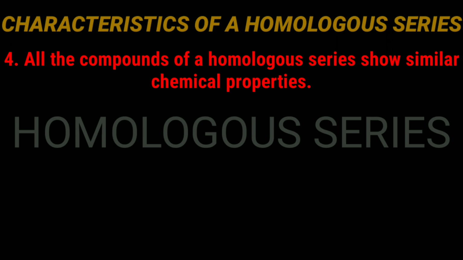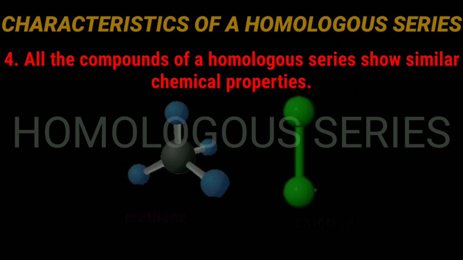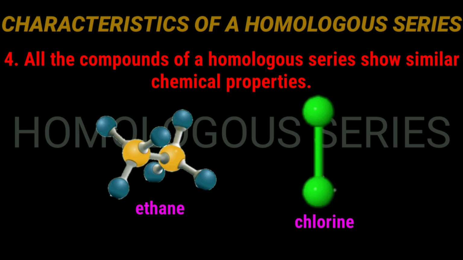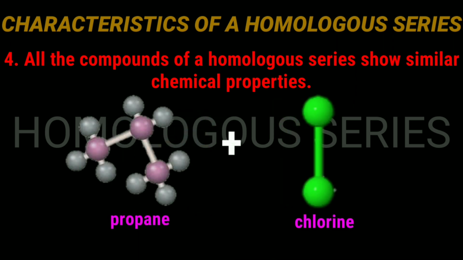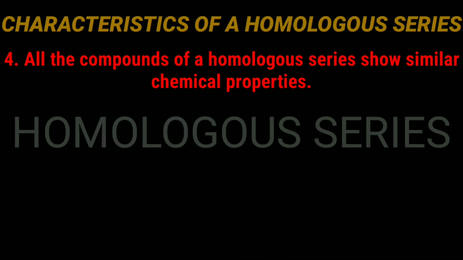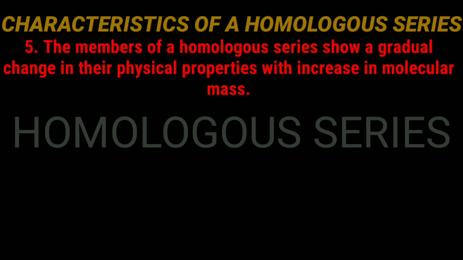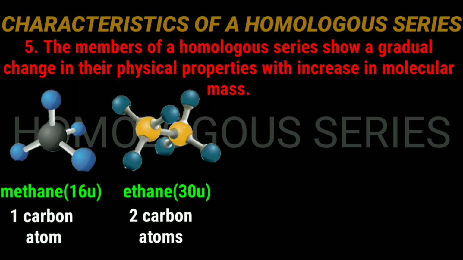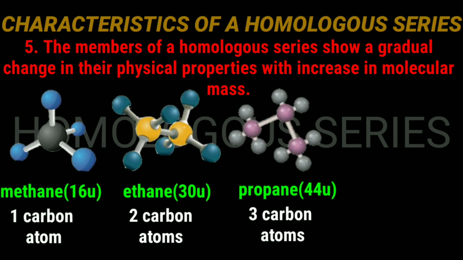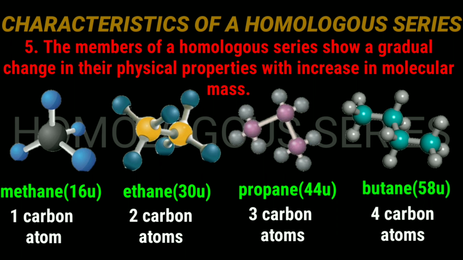All the compounds of a homologous series show similar chemical properties. For example, all the compounds of the alkane series like methane, ethane, propane, etc. undergo substitution reactions with chlorine. The members of a homologous series show a gradual change in their physical properties with increase in molecular masses. For example, in the alkane series, as the number of carbon atoms per molecule increases, the melting points, boiling points, and densities of its members increase gradually.